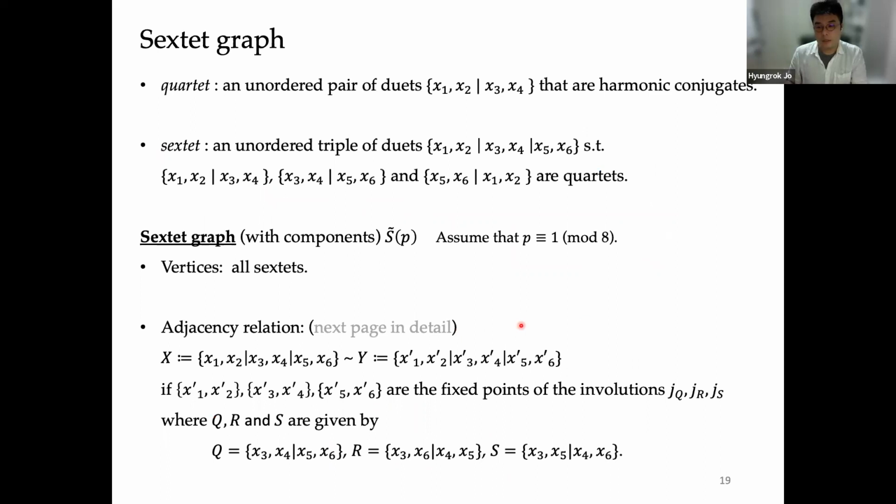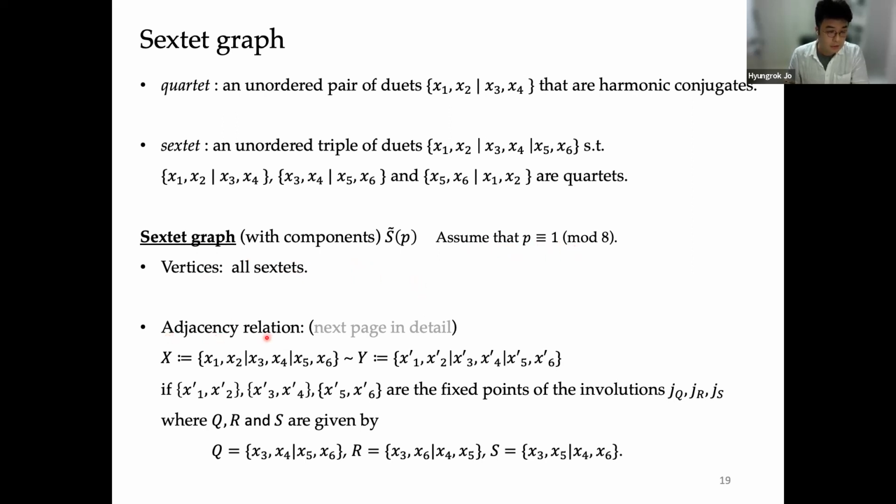Okay, now we give a definition of the sextet graph. So we recall the definition of a quartet: the pair of duets are harmonic conjugates. And a sextet means we have an unordered triple of duets, and each of these 3 four-point sets is a quartet. Then this triple of duets we define as a sextet, and the vertices are sextets, and we assume P is equal to 1 modulo 8.